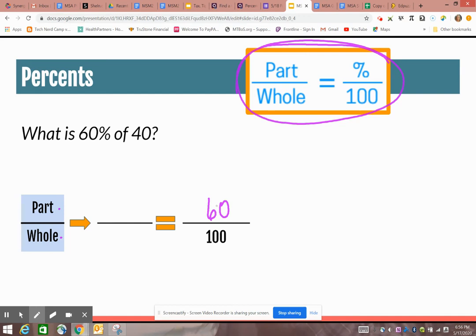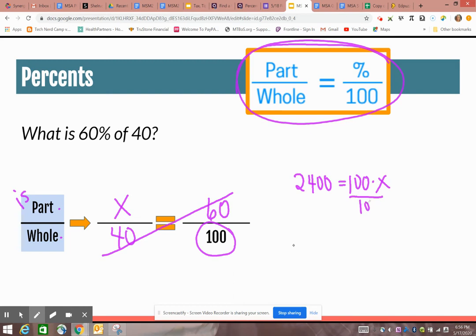It says, what is 60% of 40? So my whole number is 40. We don't know what the part is, so the part is missing. Once again, I've got two ratios that are equal. That tells me that my cross products must be the same. So I'm going to go 40 times 60, which is 2400. All of that is equal to 100 times x. Divide by 100, divide by 100. The 100s cancel. X equals 24.